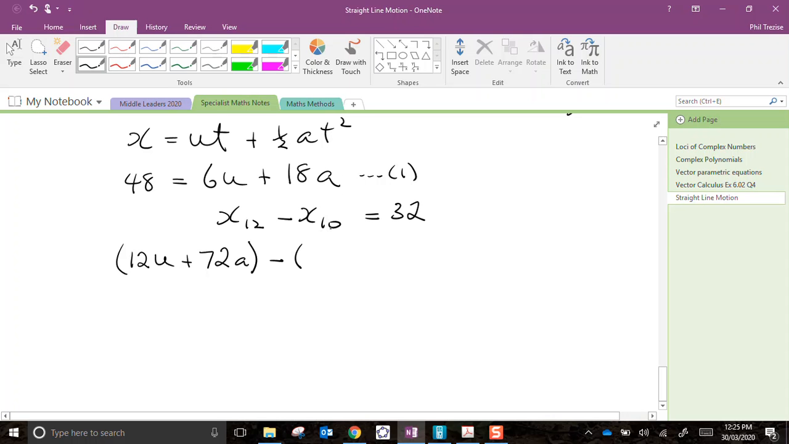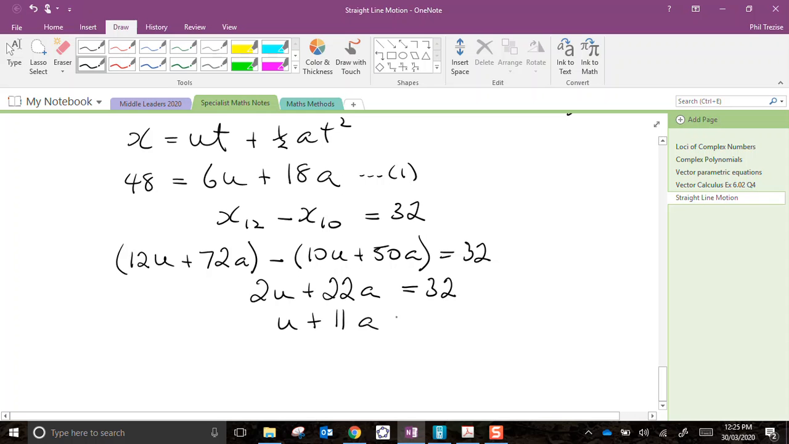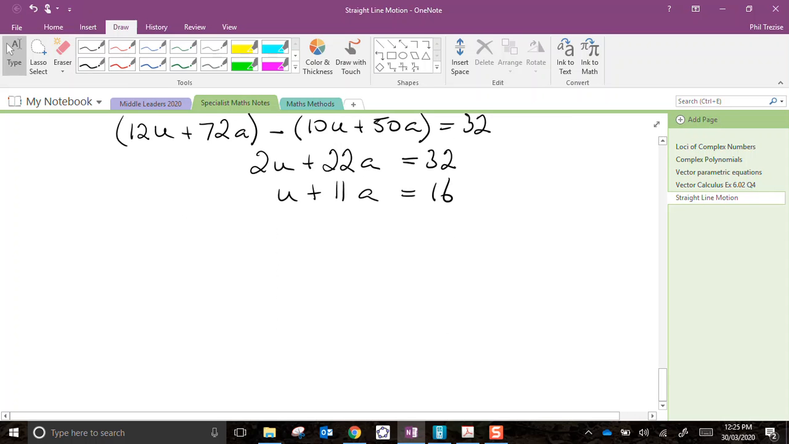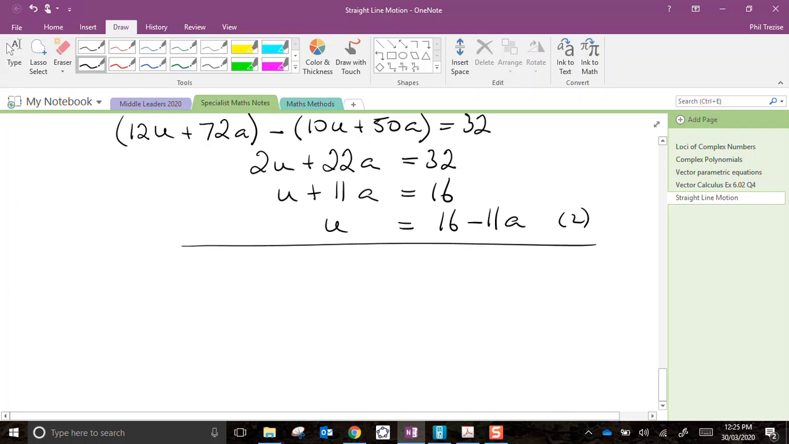Now I'll substitute 10 for time. 10 times u plus 1/2 by a by 10 squared. 10 squared is 100, a half of that is 50a, equals 32. So 12 take 10, that's 2u. 72 take 50 is plus 22a equals 32. I might as well divide everything by 2, so u plus 11a equals 16. And now, isolating u, I'd have 16 minus 11a. Let's call that equation 2.